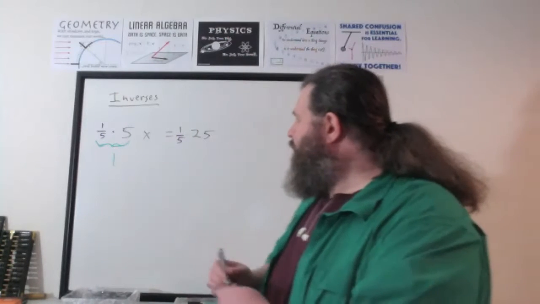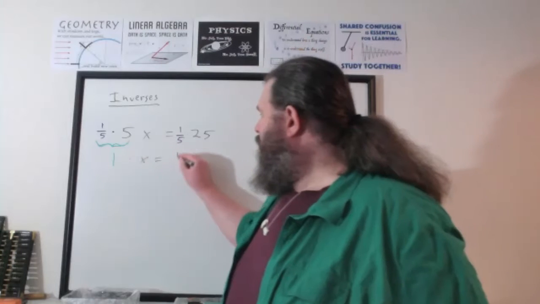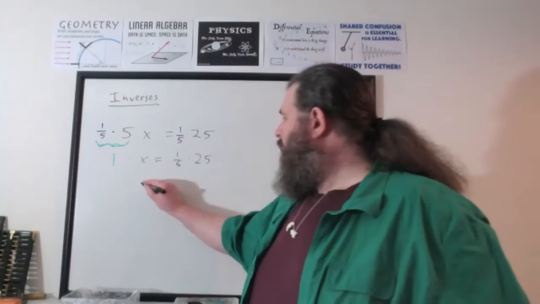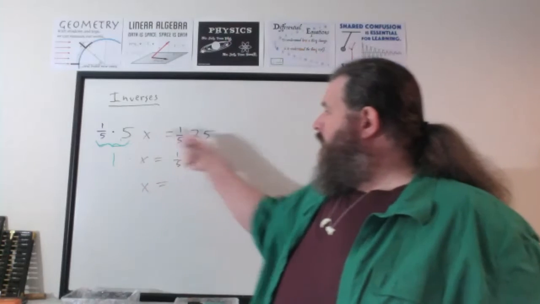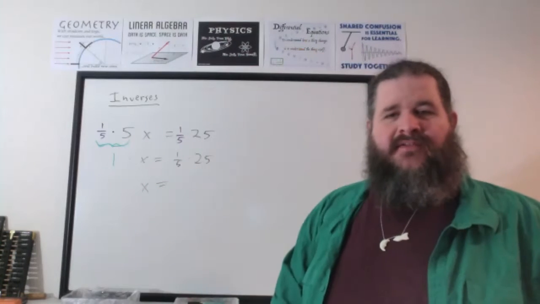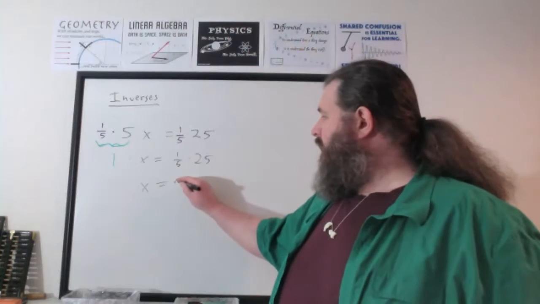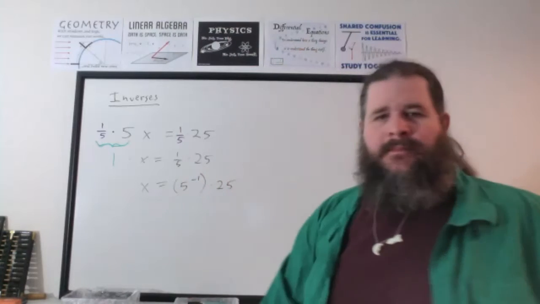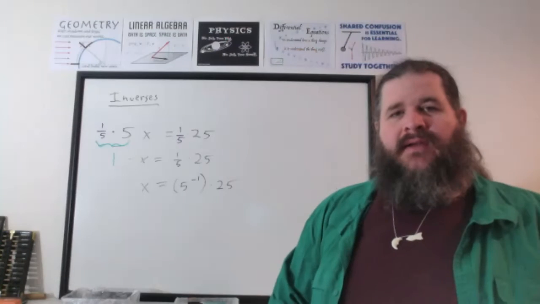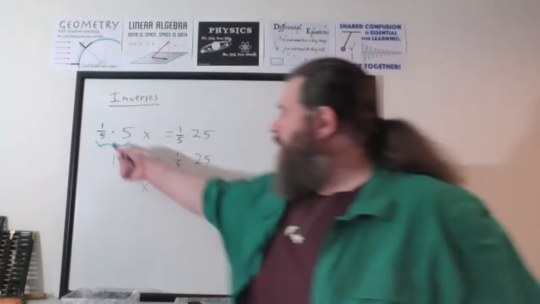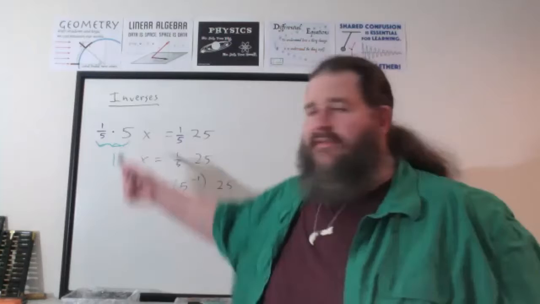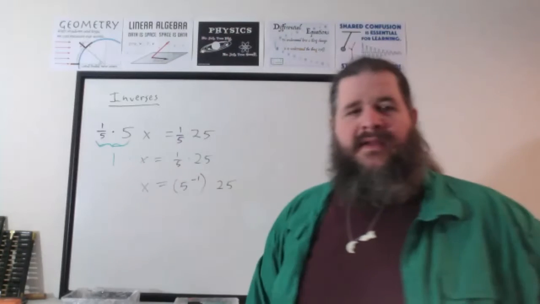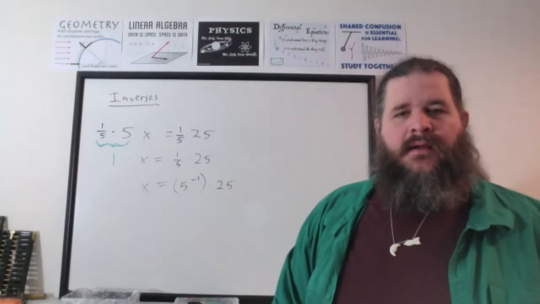times x equals 1/5 times 25. And 1 times x is just x. So if 5 times x equals 25, we can find x as a value by multiplying the inverse of 5 times 25. So this would be the idea of a multiplicative inverse for numbers. 1/5 or 0.2 is the multiplicative inverse of 5, in the sense that when you multiply them together, you get 1, the identity element for multiplication.